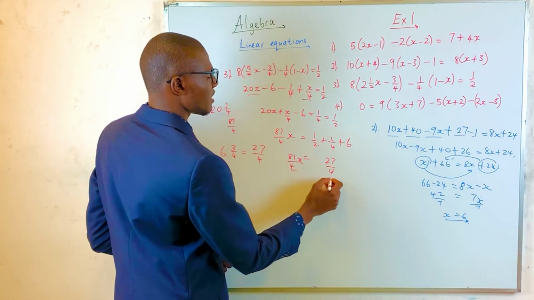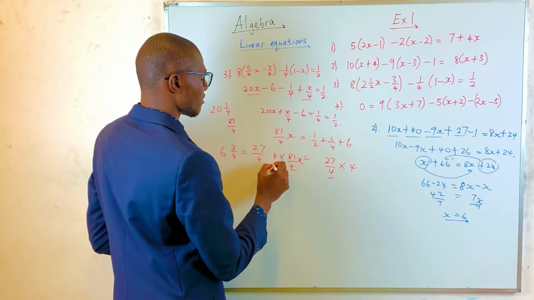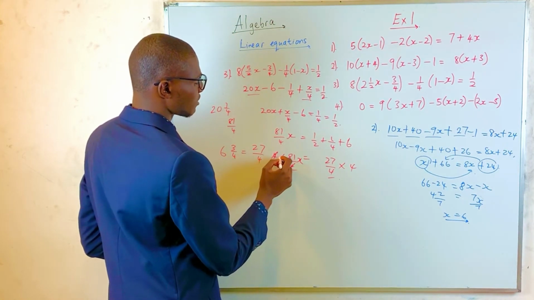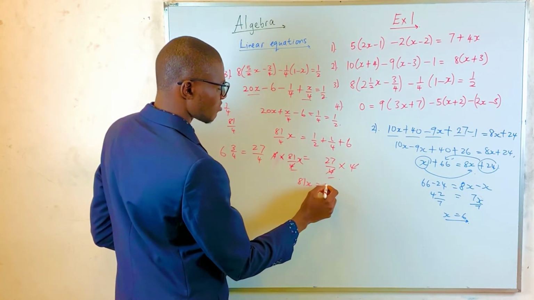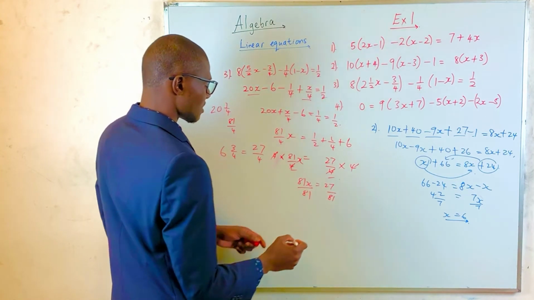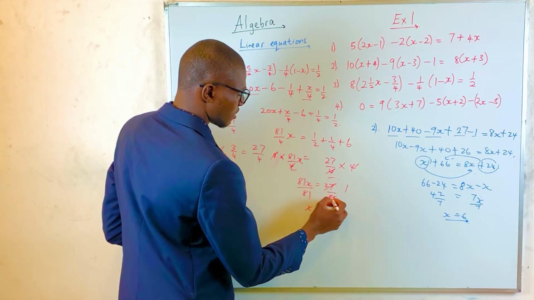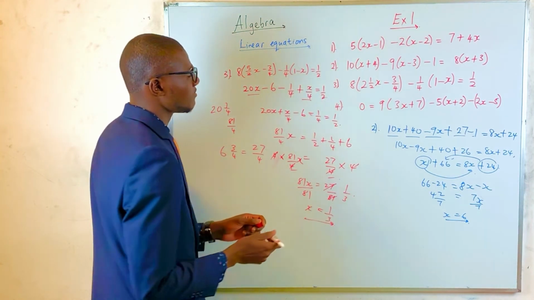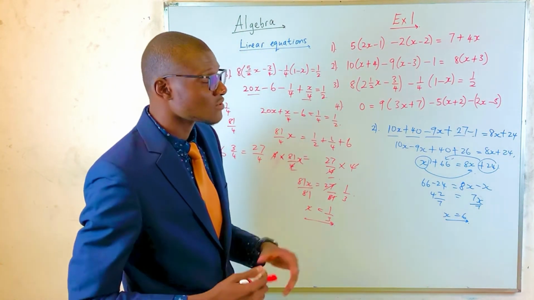Right, so we see that 4 is the common denominator. If we choose to multiply both sides by 4, the 4s will just cancel out on both sides. Then we remain with 81x being equal to 27. So solving for x, we divide both sides by 81. Right, x would be 1 over 3. So x is simply equal to 1 over 3 for number 3. So that's how we solve for number 3.